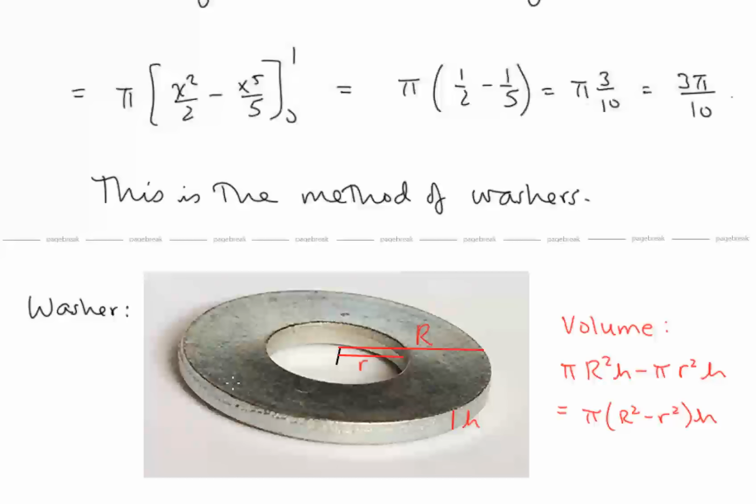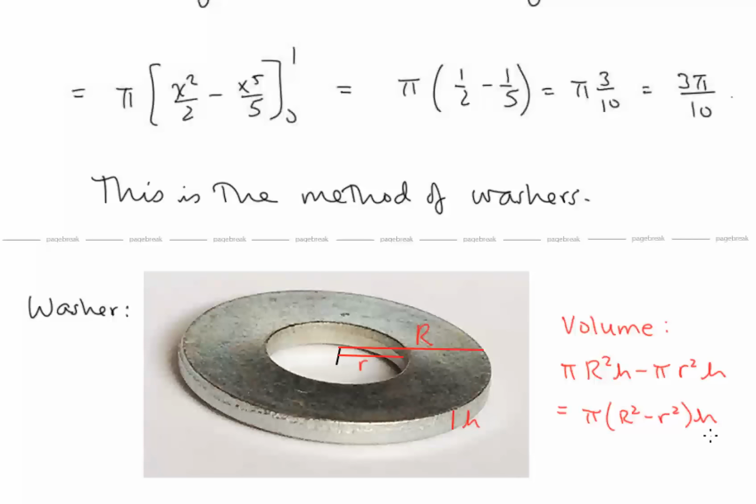But let's talk about the volume of this washer. We're taking the volume of the bigger cylinder and subtracting from it the volume of the smaller cylinder. So we have pi capital R squared times h. So that's the area of the circle multiplied by the height, so that's the volume of the bigger cylinder. Subtract from that pi little r squared h, that's the volume of the little cylinder. So we have pi times capital R squared minus little r squared, all multiplied by h.